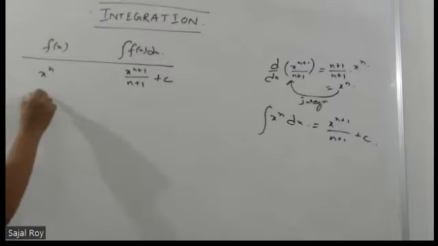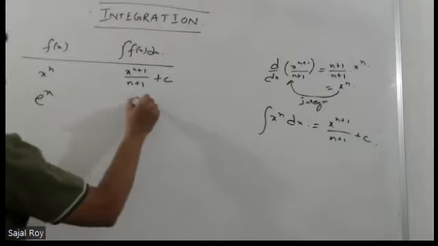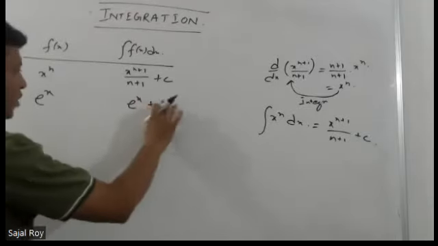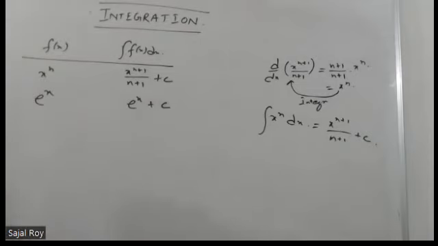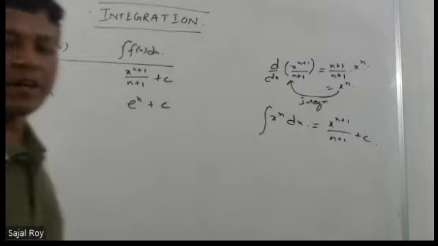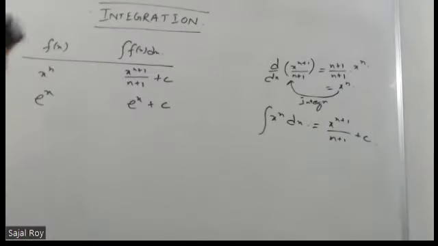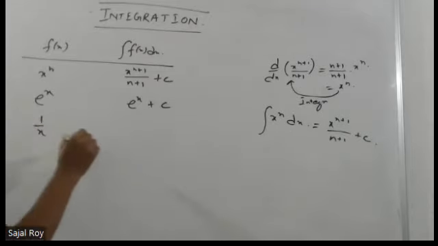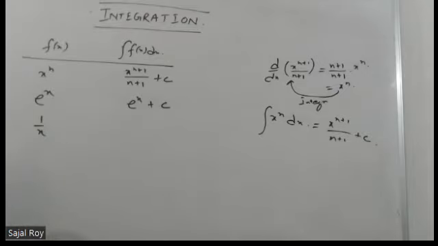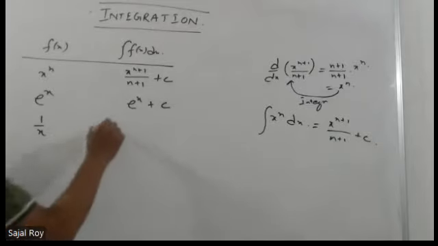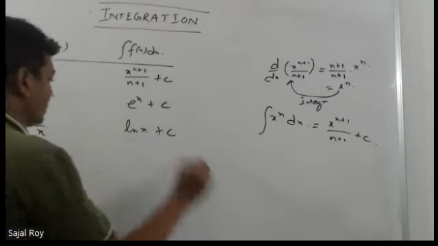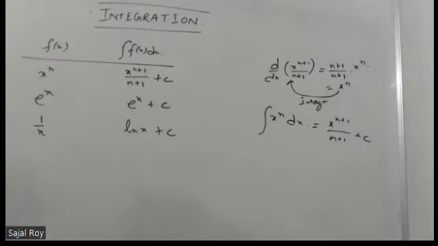Next, the exponential function. The derivative of the exponential function is the exponential function, so the integration of e to the power x will be e to the power x plus some constant c, an arbitrary constant. And 1 by x, whose derivative is 1 by x? ln, log base e. So ln x.